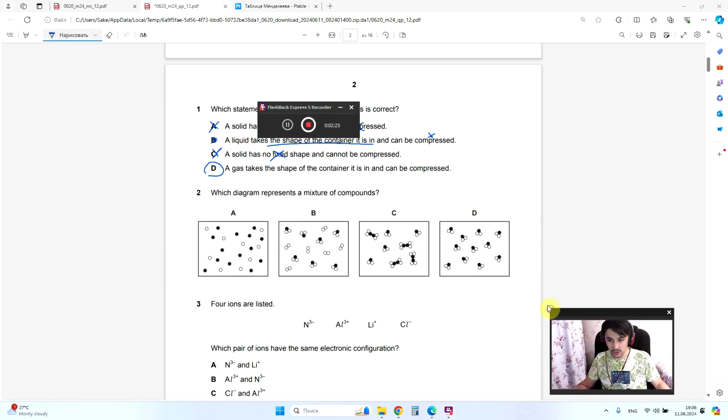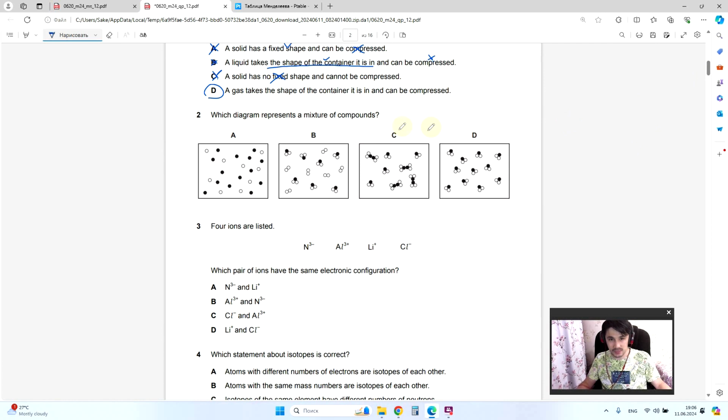Okay, now let's move on to the next question. So which diagram represents a mixture of compounds? So we need to memorize the meaning of the term compound, element, mixture, and pure substance. So compound is a substance that is made up of two different elements. Surprisingly, yeah, this is according to the Cambridge syllabus.